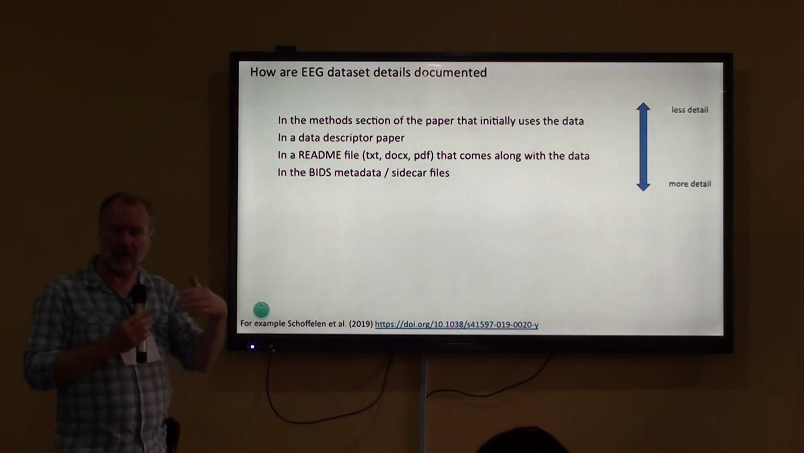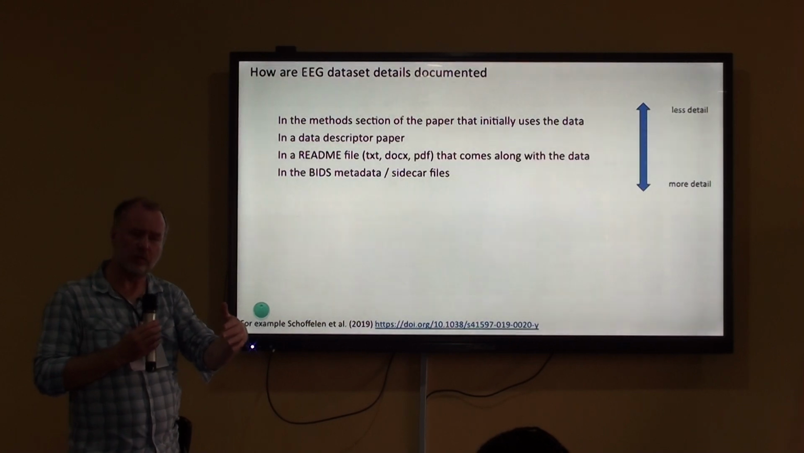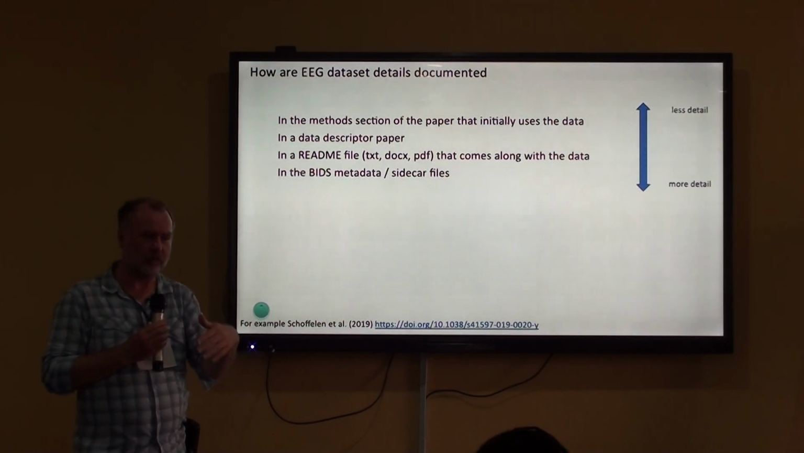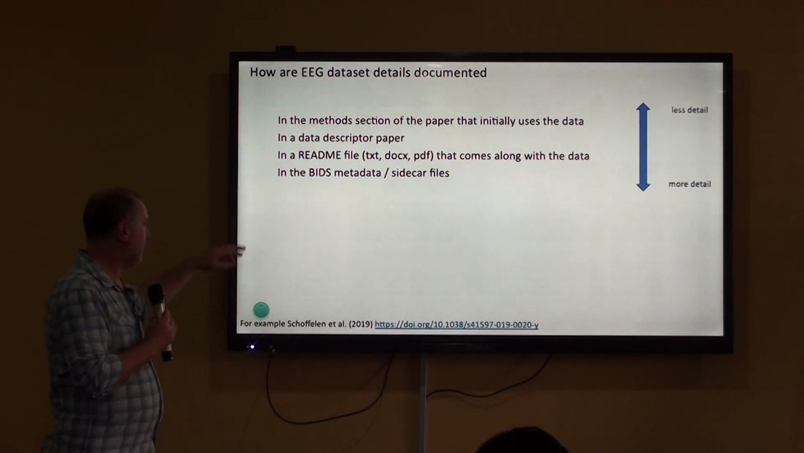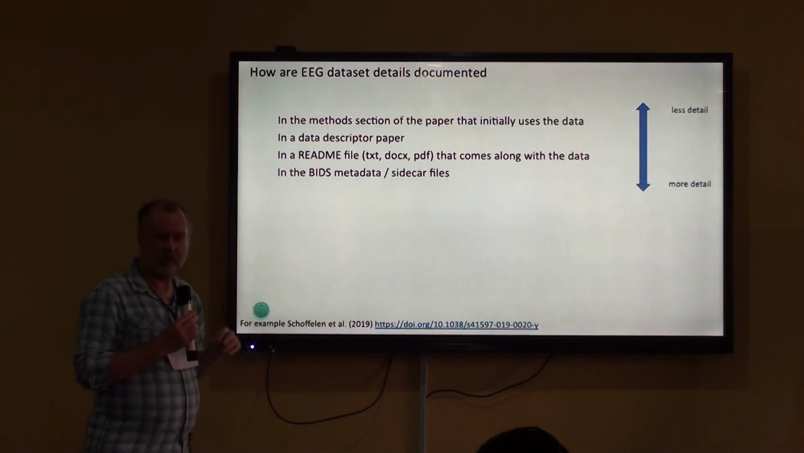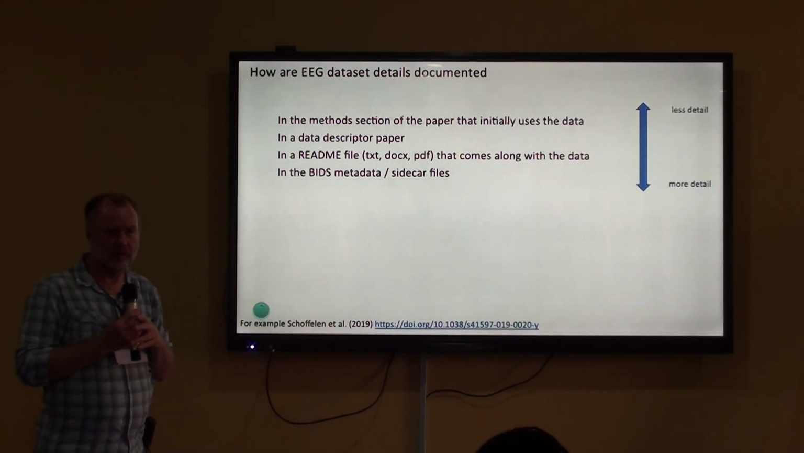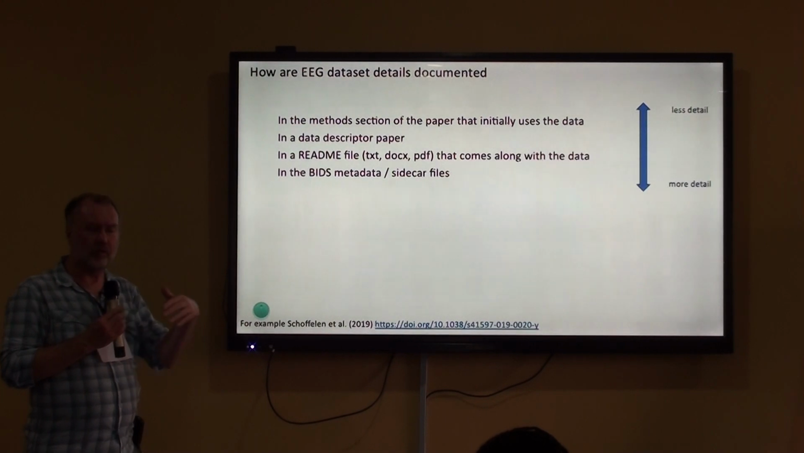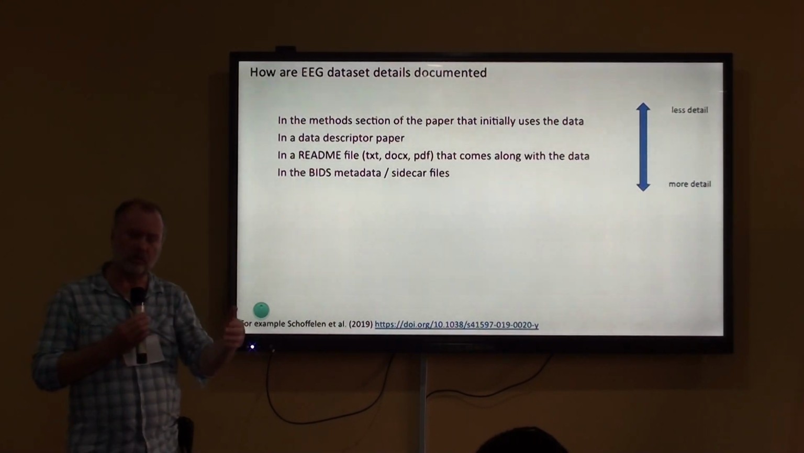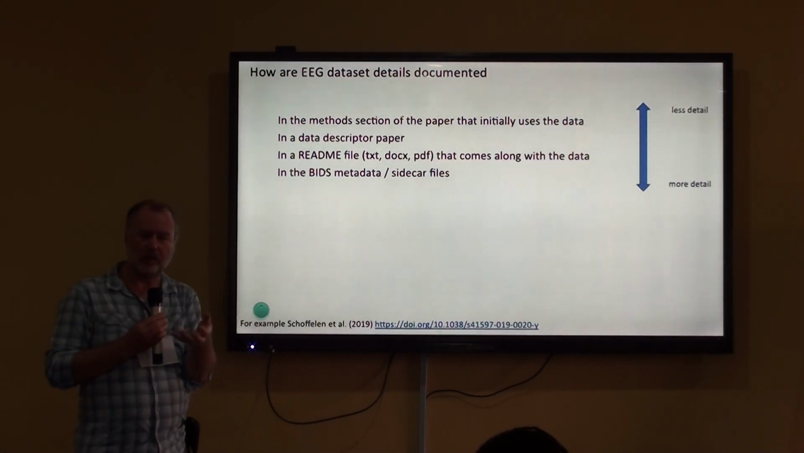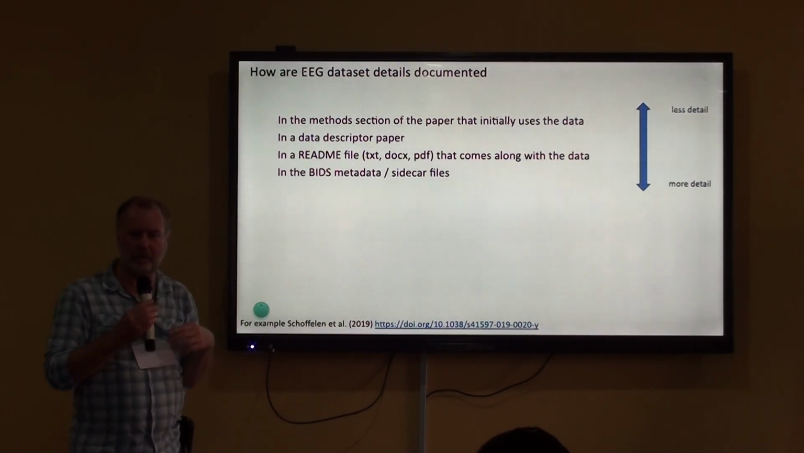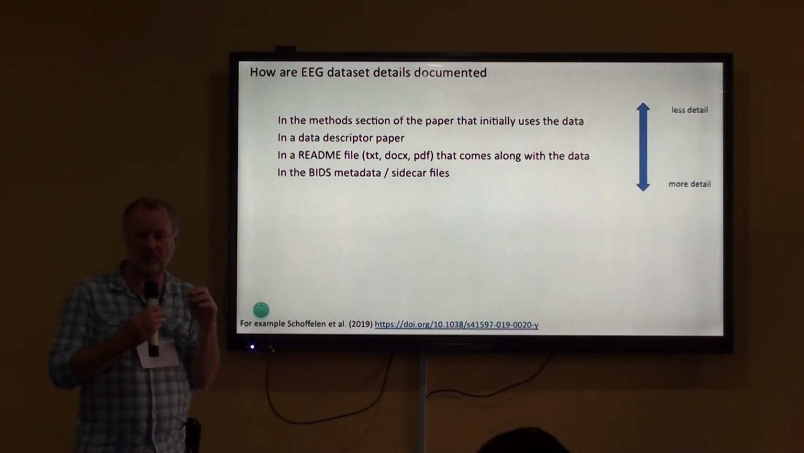If you then actually have the data, and hopefully there's a readme text file or a Word document or a PDF, that's going to have more detail. And the BIDS metadata, the sidecar files, provide the most detail. That's why searching for BIDS data sets is a very good strategy, because you know they come with a lot of metadata, whereas in the methods section of a paper, there might be important information missing.